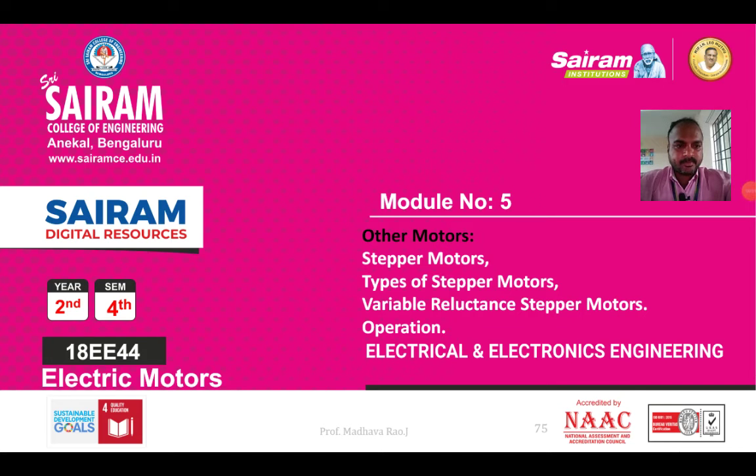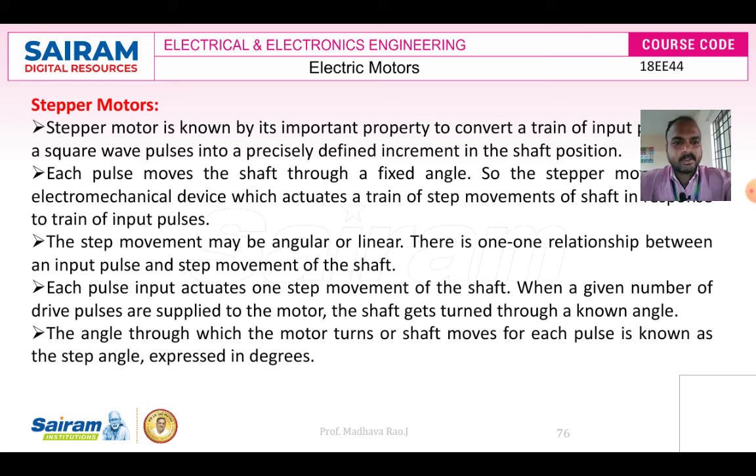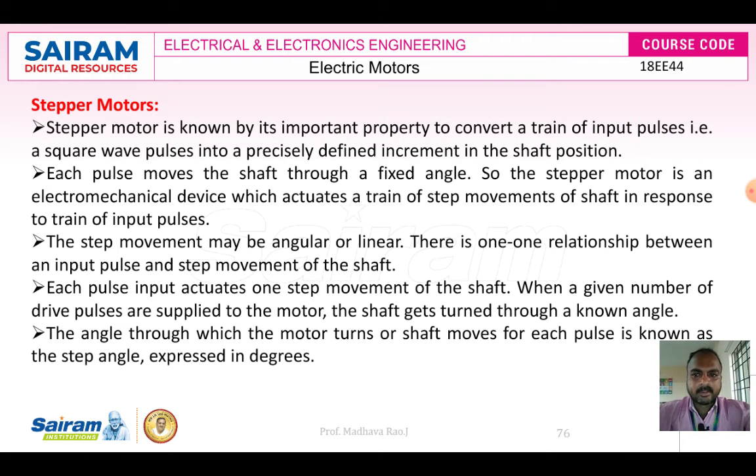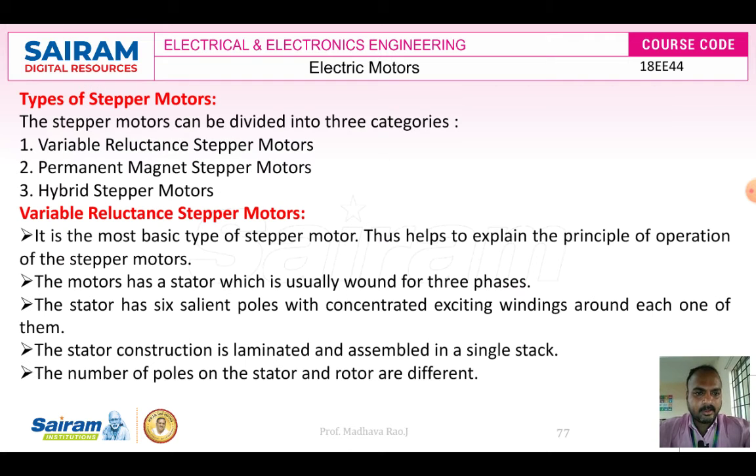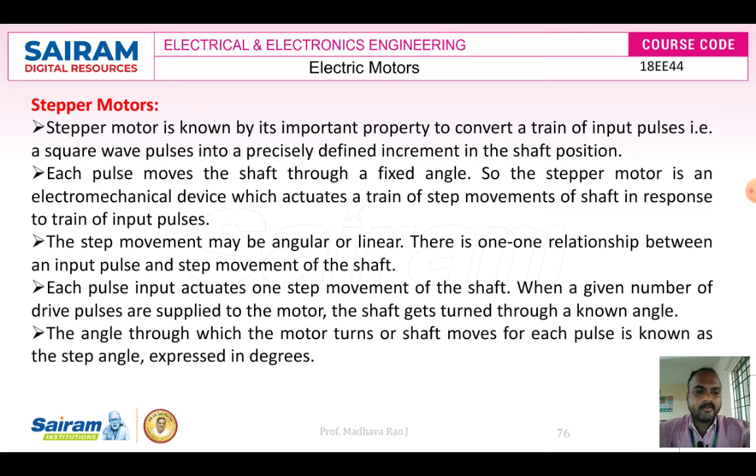Dear students, in this video you will learn about stepper motors, types of stepper motors, variable reluctance stepper motors and operation of stepper motors. First we will see about the stepper motor. A stepper motor converts a train of input pulses, or square wave pulses, into a number of steps, that is, a prescribably defined increment in the shaft position. So different numbers of steps mean the shaft position will be incremented.